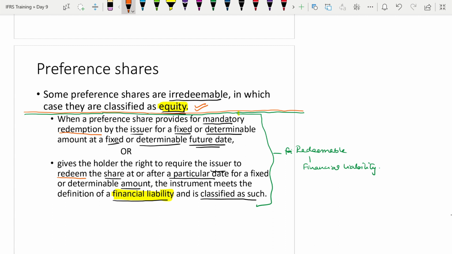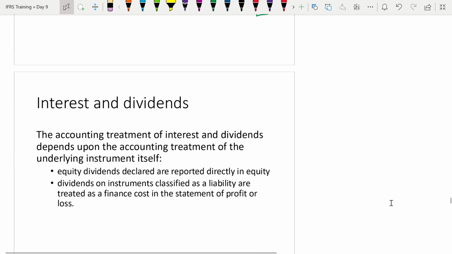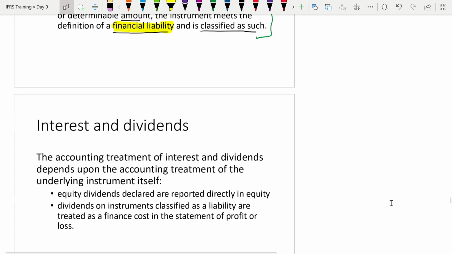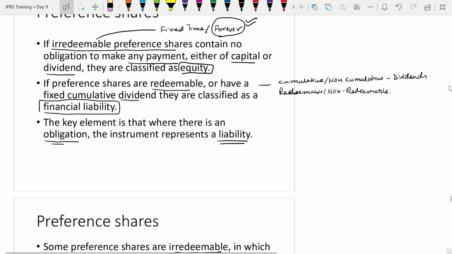Okay? Is it clear? Yes, for us. Okay, 1 minute. I have 1 minute. Just preference shares now. 1 second.